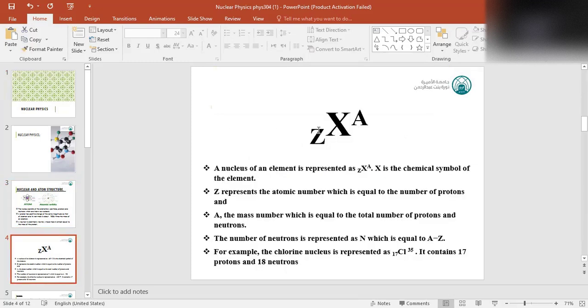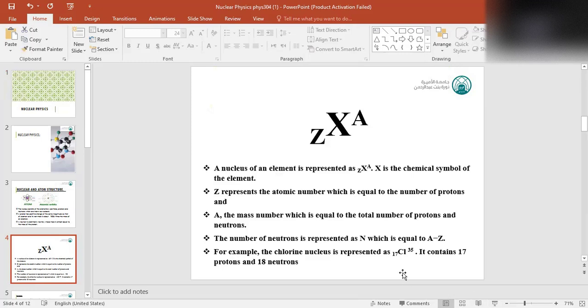The element symbol can be written as shown. Here X represents the chemical symbol. Z is the atomic number, which is equal to the number of protons or electrons. A is the mass number, which is equal to the number of protons and neutrons. The number of neutrons equals the A number minus the Z number.